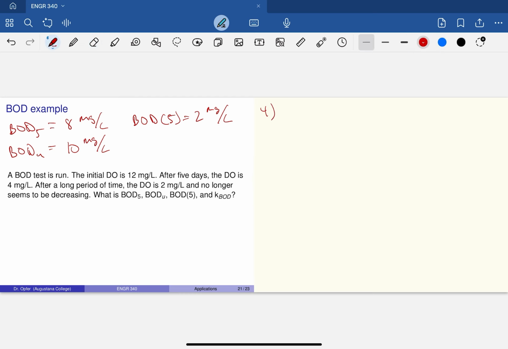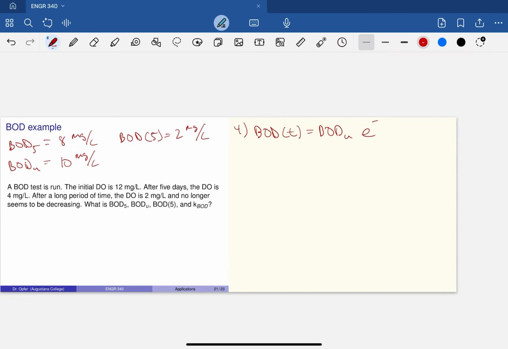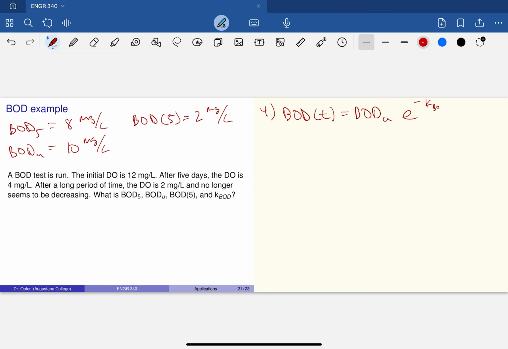Okay, the last step, now we need to estimate this reaction rate constant KBOD. So let's think about what we know. We know BOD at time t equals 5. This is the remainder of BOD left in the sample. We know how much of the sample has been used up at that same time, and we know the ultimate BOD. Now recall, our expression for BOD of t is just equal to our ultimate BOD times e to the minus KBOD times t.